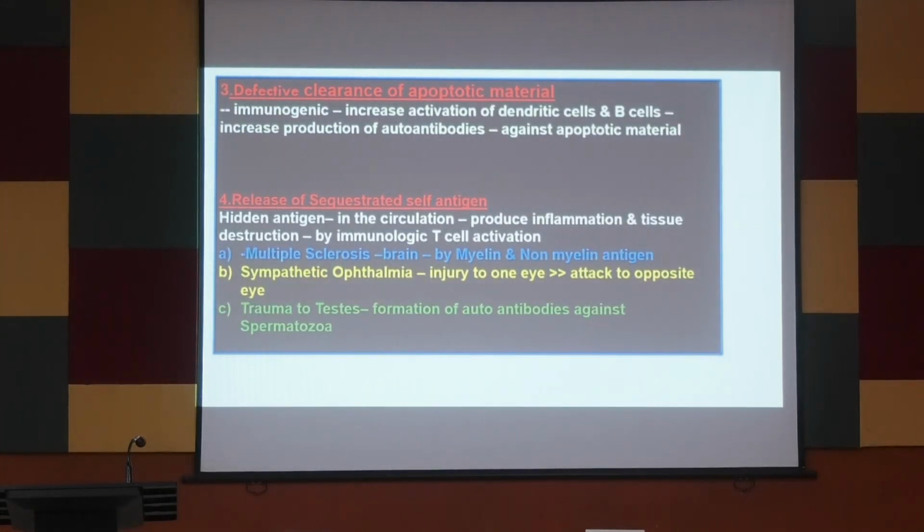Defective clearance: if an apoptotic cell is not cleanly removed from the body, it gives rise to reaction. Another is the sequestrated antigen, such as in multiple sclerosis, sympathetic ophthalmia, and trauma to the testis, that I already told you about. When the sequestrated antigen is released into the circulation, it produces this.